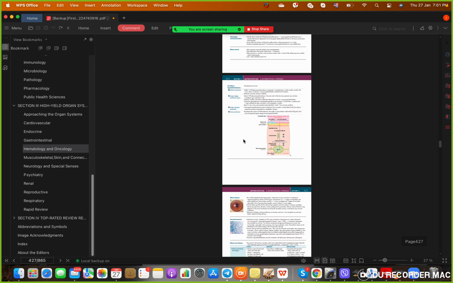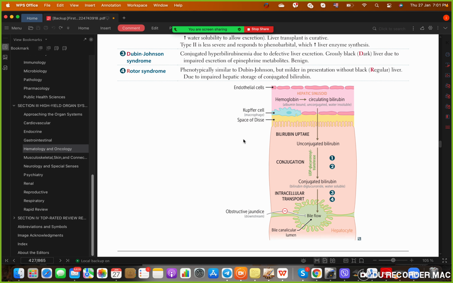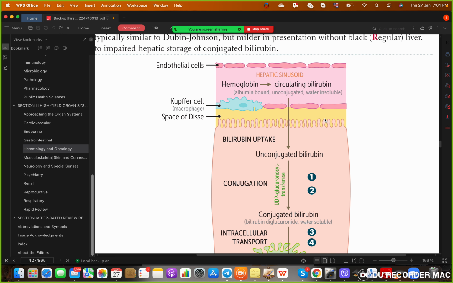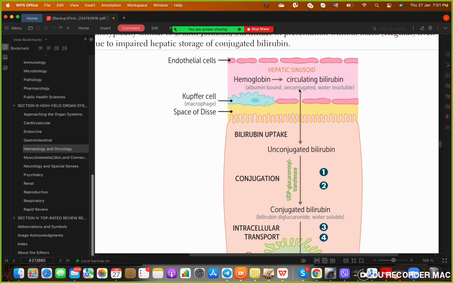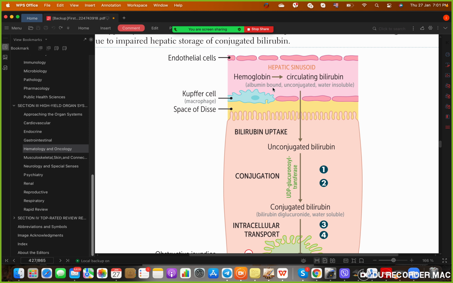The next point is going to be concerning this graph. So first of all, this is endothelial cells inside of the vessel. The hemoglobin becomes a circulating bilirubin. It will be albumin bound. It's an unconjugated, water insoluble type of bilirubin. So water insoluble is the same as saying fat soluble, which means it can make it to the brain and lead to kernicterus.